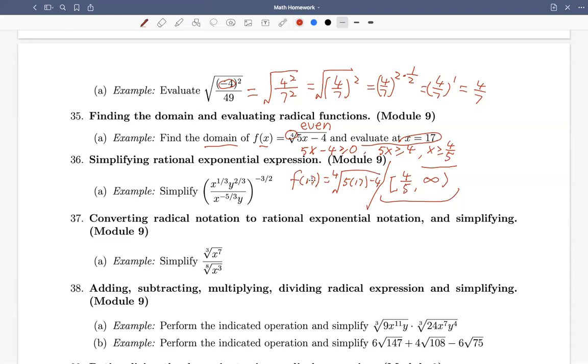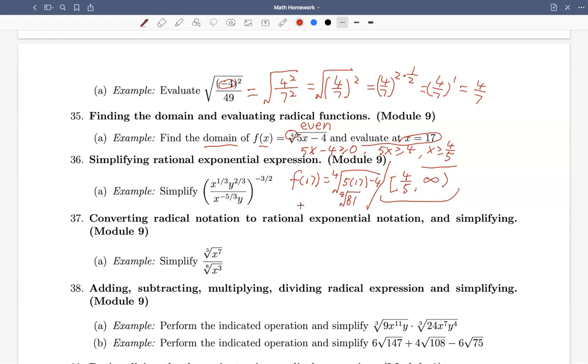Fourth root. Well, 5 times 17: 5 times 7 is 35, 1 times 5 is 50, so 85. 85 minus 4, oh, it's a beautiful number, 81. So the 4th root of 81.